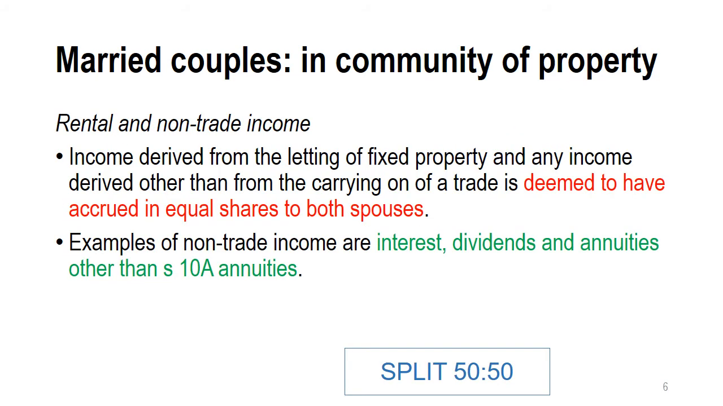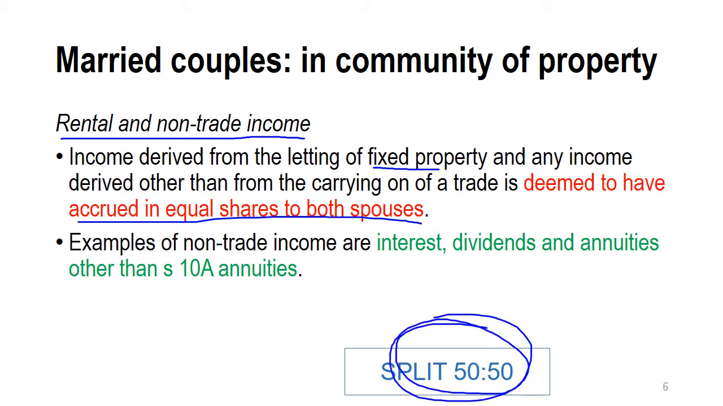of property. Our challenge lies with rental and non-trade income. In other words, essentially passive type income, right? So if you derive income from the letting of fixed property and any income that is generated from passive activities like interest and dividends, annuities other than Section 10A, those are deemed to accrue to both spouses in equal shares. In other words, we will take that income and we will split it 50-50 between the two spouses.